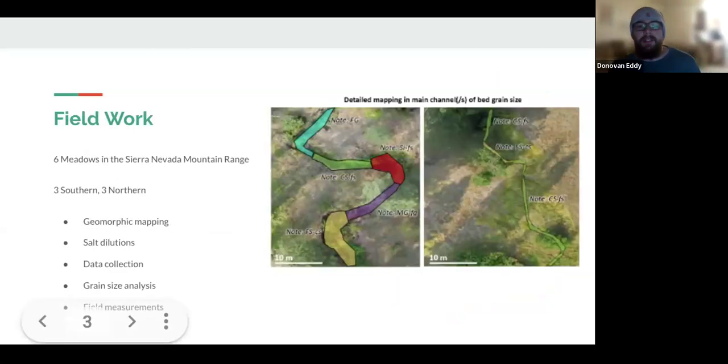Some of the field work that we did was in 6 meadows, all throughout the Sierra Nevada mountain range, 3 southern in the Shaver Lake area and 3 northern ones that were in Plumas County. And some of the work that we conducted was geomorphic mapping, salt dilutions, data collection, grain size analysis, and other field measurements.